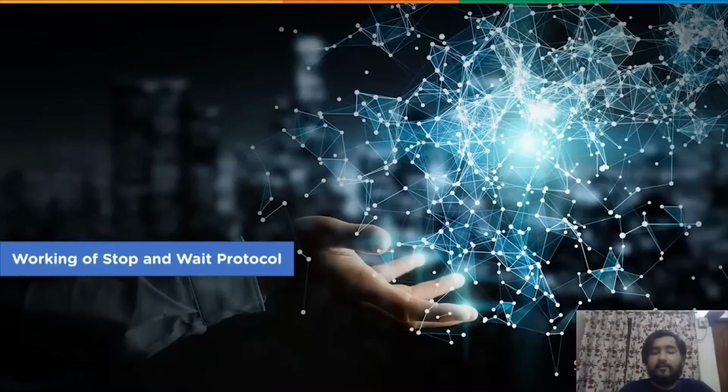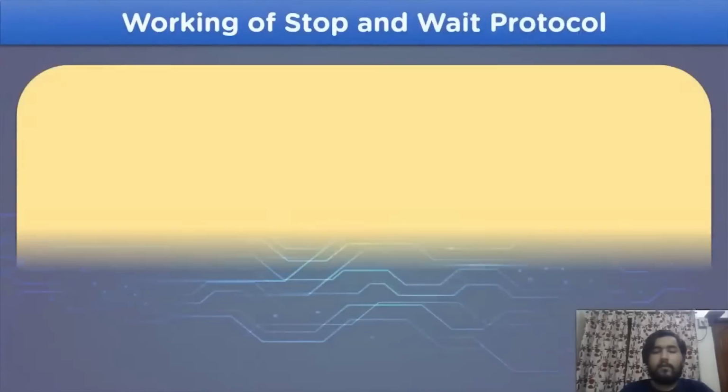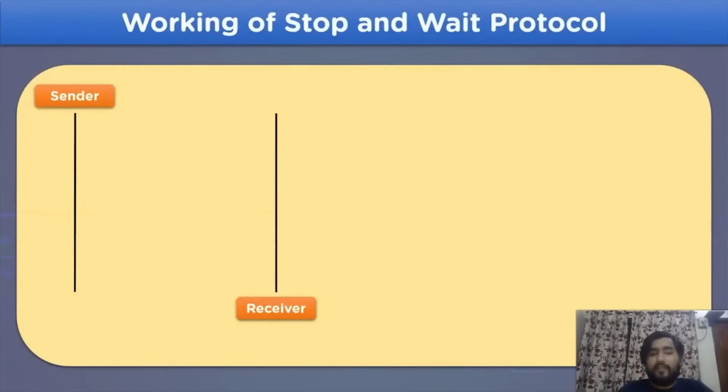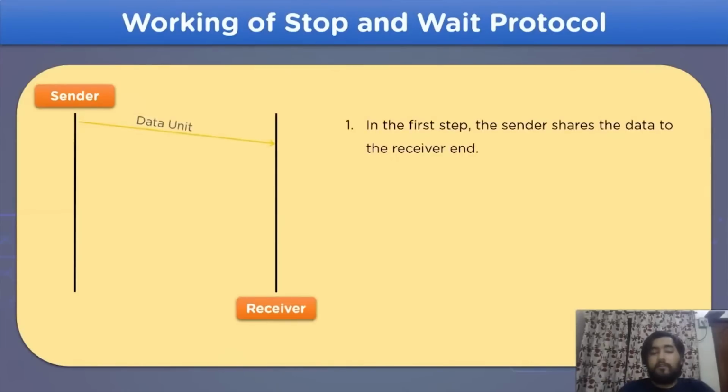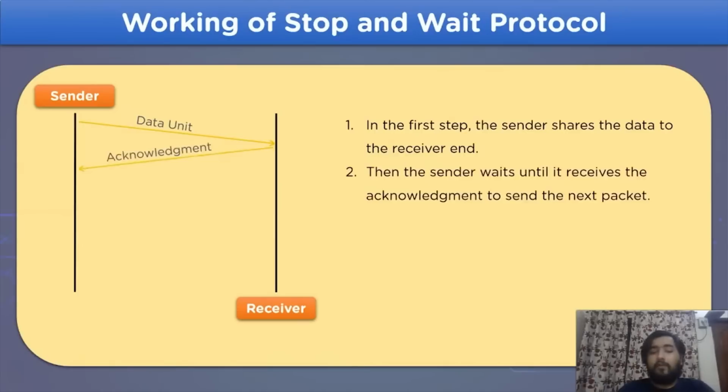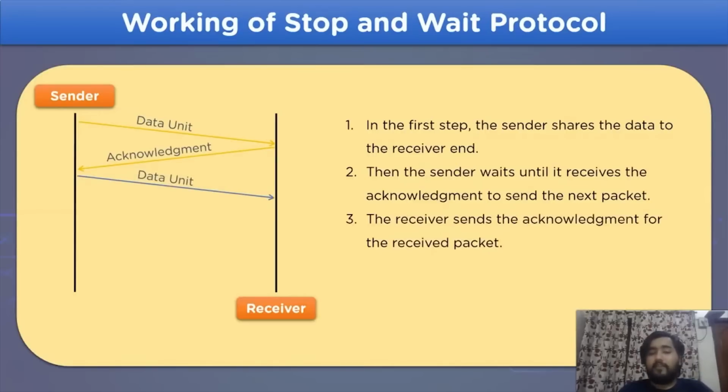Now let's move on to the next heading, that is working of stop and wait protocol. Using the previous two headings, we can easily determine the steps involved in this working. Let's take a look. To begin with, we have two sides, the sender and the receiver side. The first step is to send the data from the sender side to the receiver end. After the receiver side has used the data, it will send the acknowledgement signal. Meanwhile, the sender side has to wait for the acknowledgement signal. Only after it receives the acknowledgement signal will it send the next data packet.